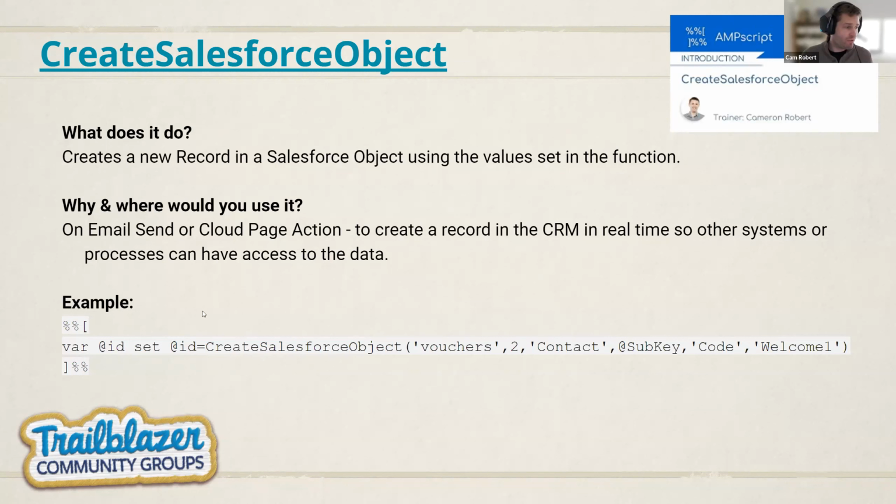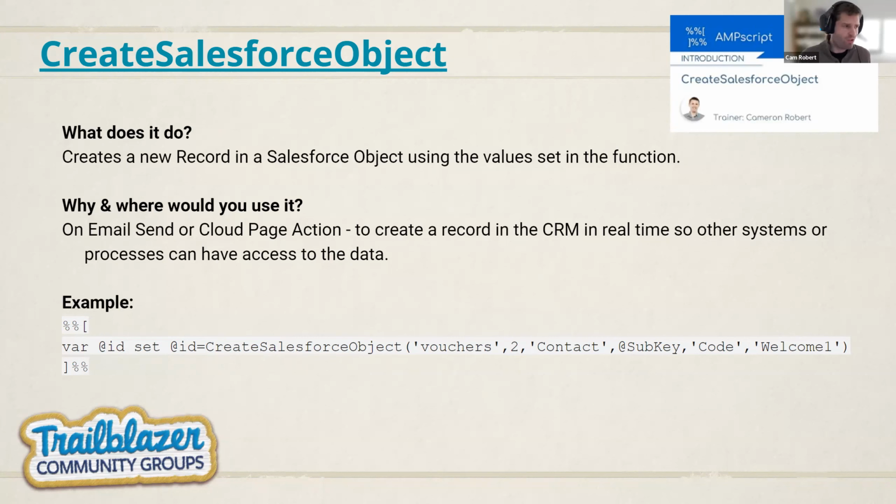So as an example, I've got some example code here, and I can see that I can set the var of ID to be set to CreateSalesforceObject. I'm going to create in the vouchers object. I'm going to create a record with these two things, the contact being the subscriber key and the code being welcome1. I want to create a new record with these parameters.